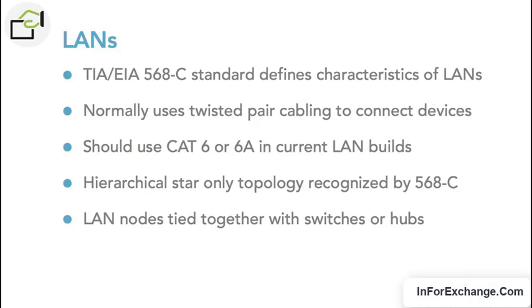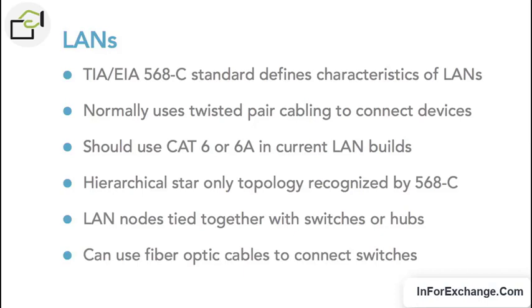While I said that twisted pair cabling is generally what's used to connect nodes or computers to central devices, oftentimes you'll have the central devices or the switches connected together with fiber. As a result, your computer is linked to the switch using twisted pair, but if you have multiple switches in your network or LAN, you might have those switches connected together with fiber optic cabling.